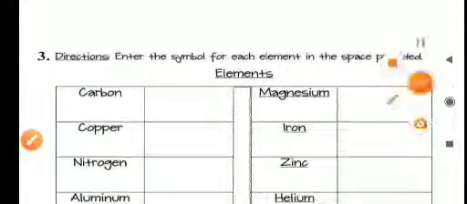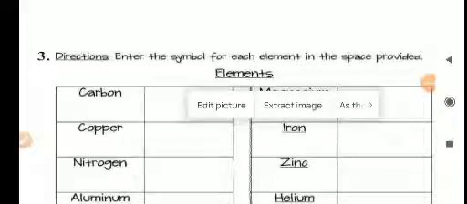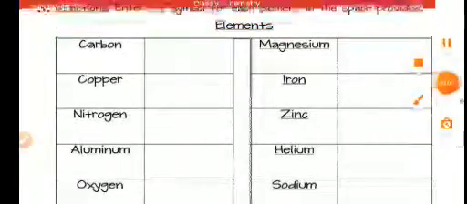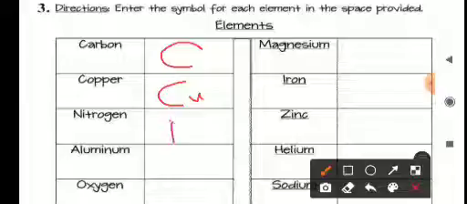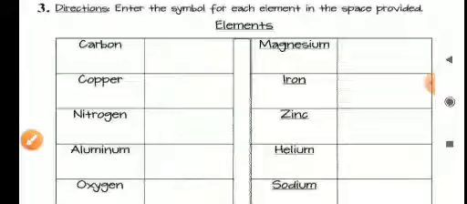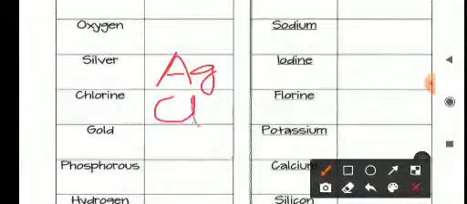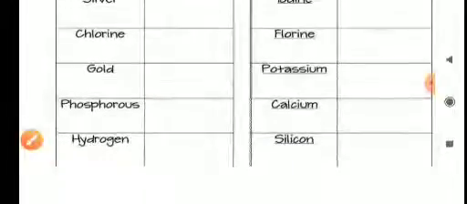Now come to the directions. Enter the symbol for the element in the space provided. Carbon, the symbol is C. Copper is Cu. Nitrogen is N. Aluminium is Al. Oxygen is O. Silver is Ag. Chlorine is Cl. Gold is Au. Phosphorus is P, and hydrogen is H. These symbols you have to learn.